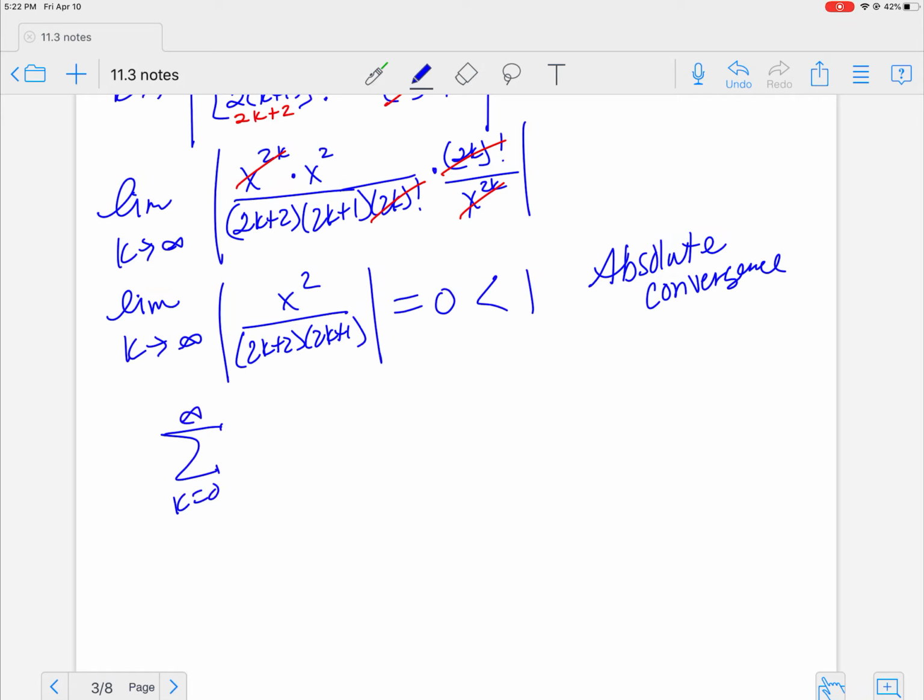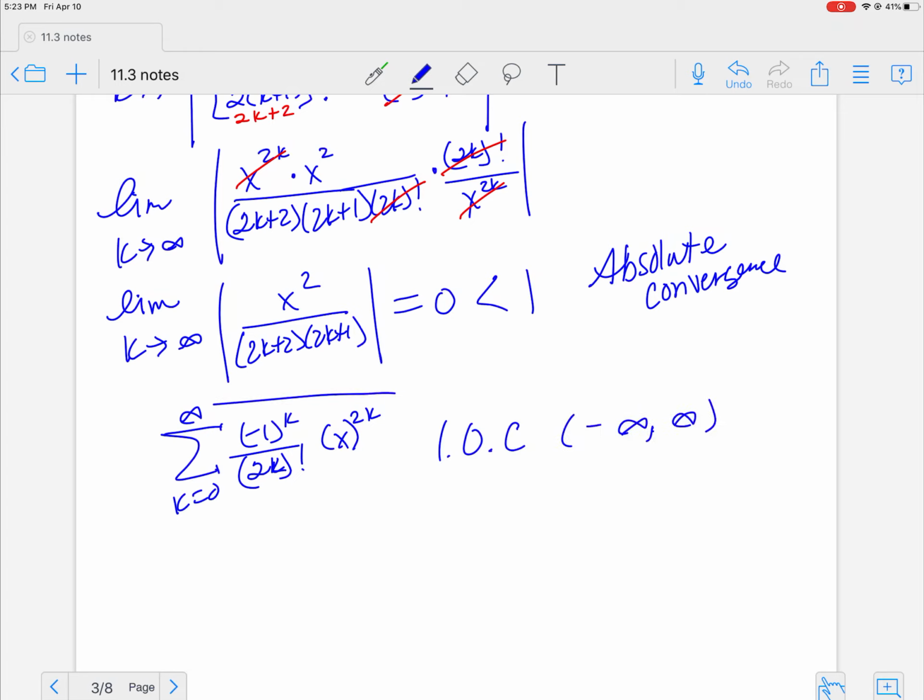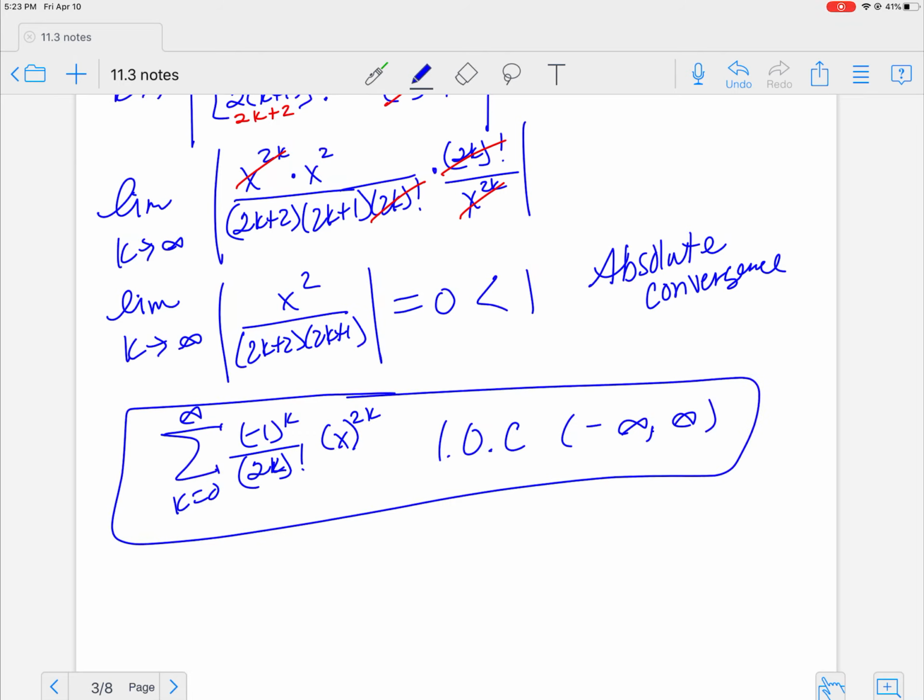So we have our series from 0 to infinity, negative 1 to the k over 2k factorial, times x to the 2k. I don't really need to put parentheses around that x, but whatever. My interval of convergence is absolute convergence, so it's infinite. And there it is. This is the Maclaurin series for cosine.